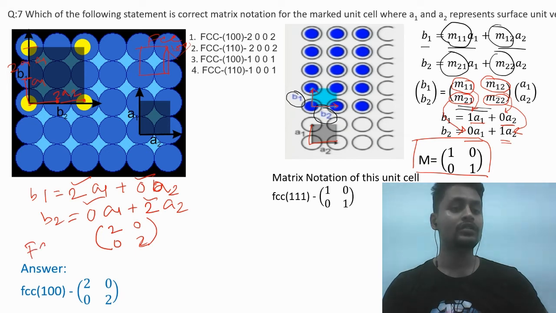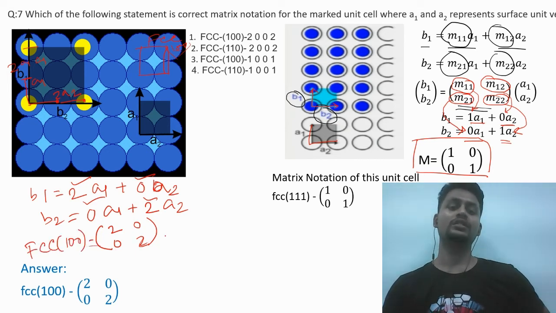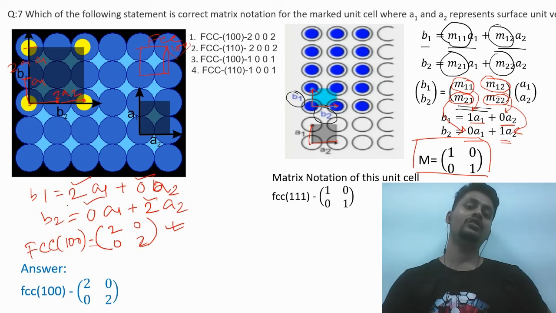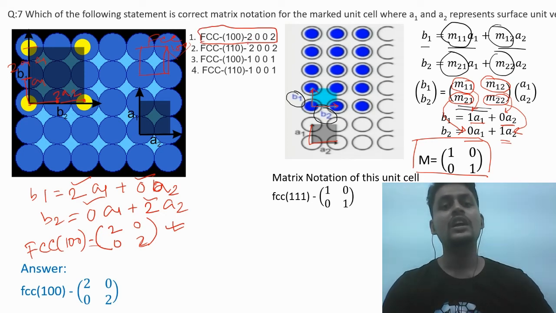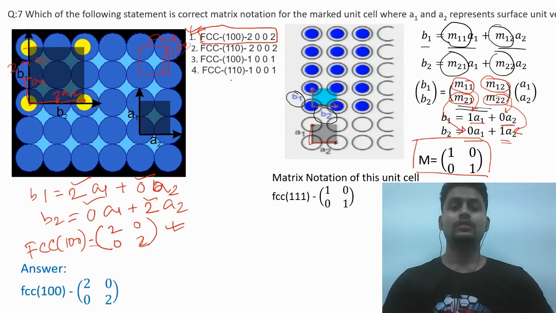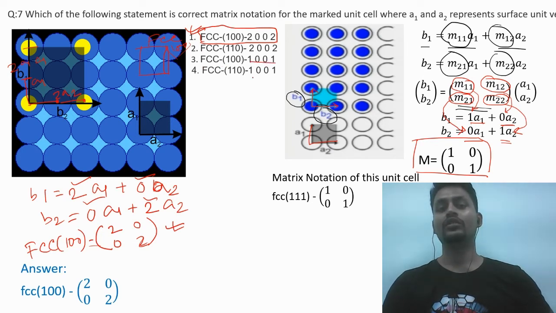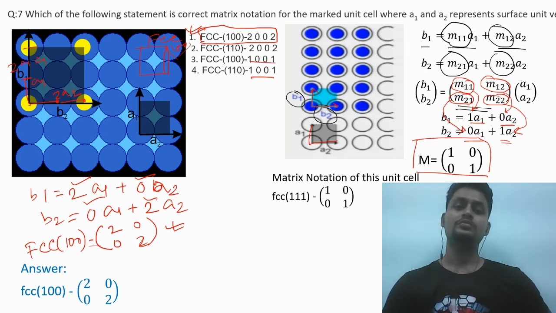So now we know FCC 100 plane and 200. This is quite simple. And what will be the answer? Obviously the first one. Here the matrix notation is not given directly, just the digits of the matrix are written. So this is 2002, right? So this will be my answer. Other things like 1001 are not possible.